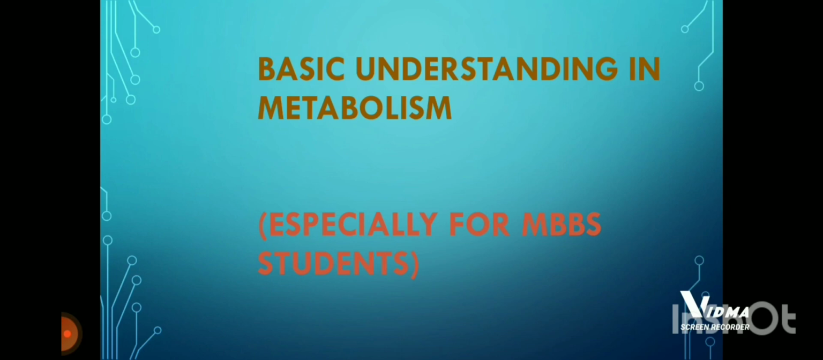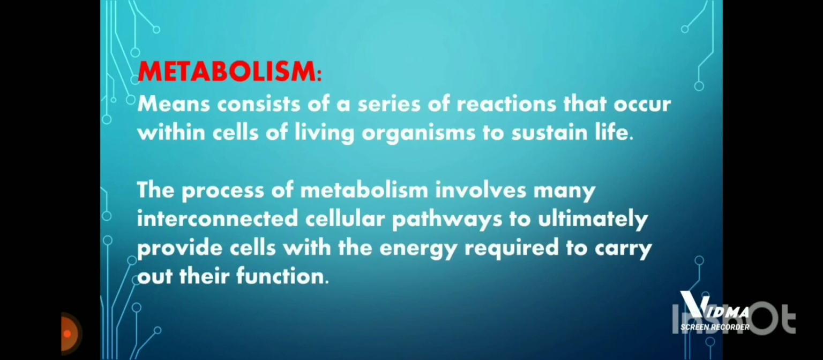First we try to understand the definition of metabolism. There are so many reactions running in the cells of living organisms. The aim of these reactions is to sustain the life of the cell. Metabolism consists of a series of reactions that occur within the cell of a living organism to sustain life.